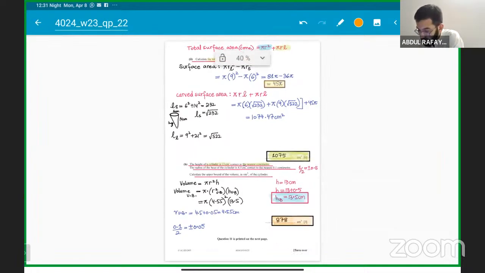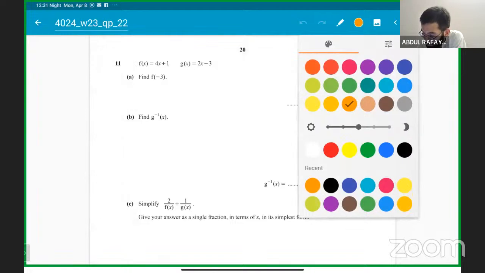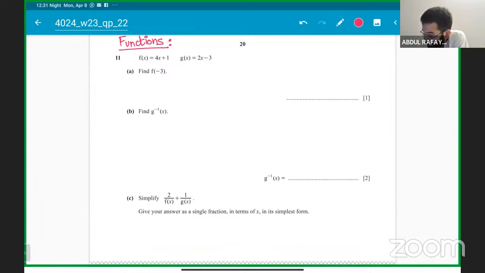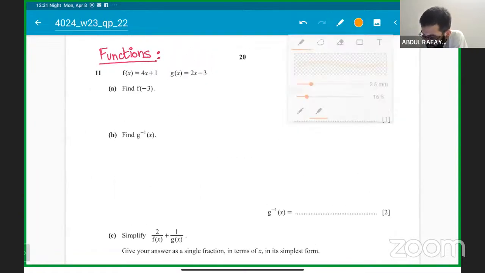Guys, got it? Okay. With this, we reach our last question, which is on functions. Three parts, a very simple, easy question on functions. Question number 11. We'll have to find inverse functions and do basic algebra solving. So there's a functions question for almost only 6 marks. Okay, so we have two functions here.